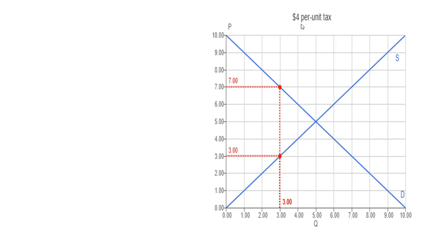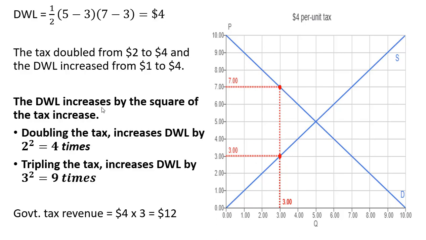Moving on now to a $4 per unit tax. Same market, but now there is a $4 per unit tax. Put in here, the wedge between what buyers pay and sellers receive is $4, 7 minus 3. So that's the size of the tax.